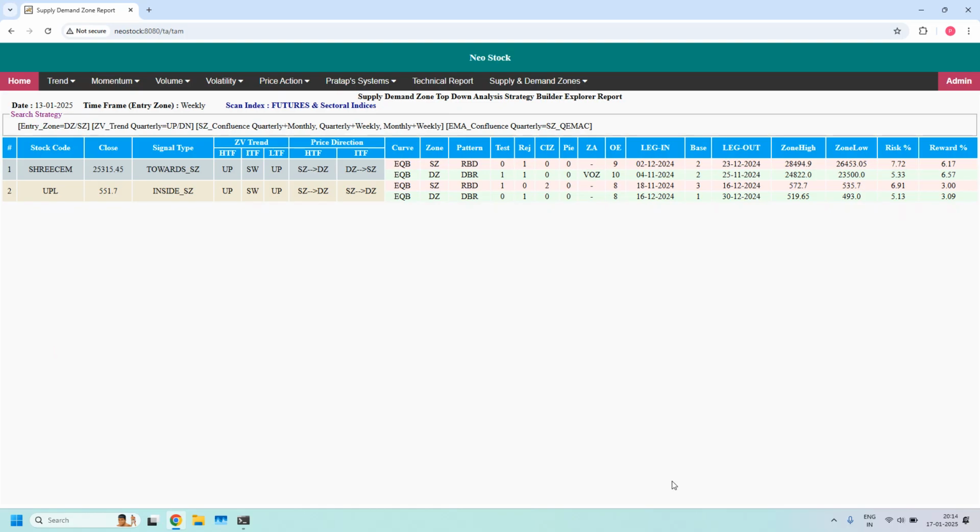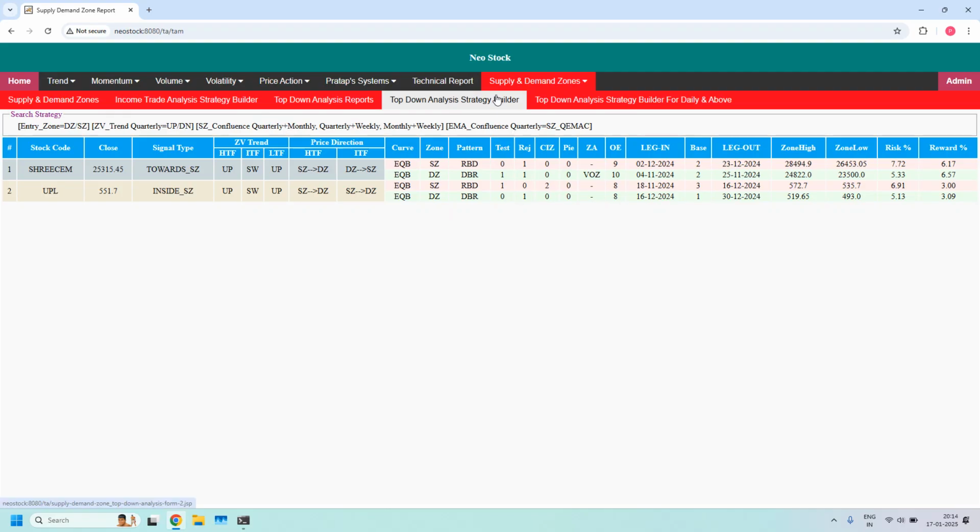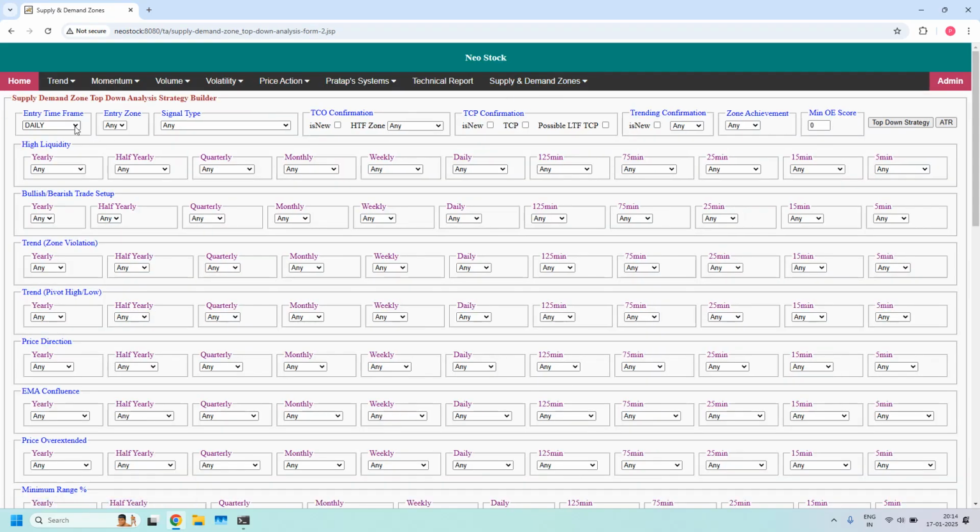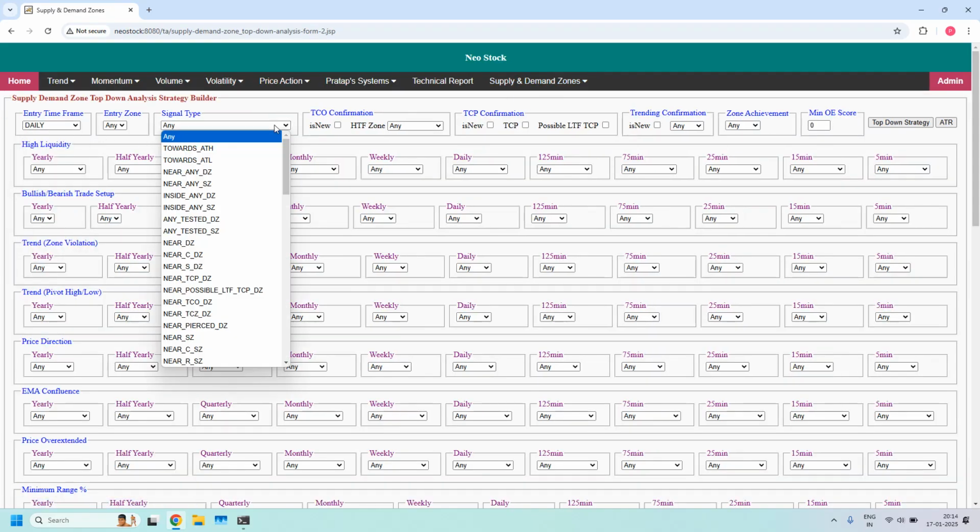So these 2 weekly supply zones are having a confluence with monthly, both together again having confluence with quarterly, and that quarterly supply zone is having quarterly EMA confluence. So this is the way we should understand these quarterly related zones. Next time frame is daily. Entry time frame daily. Let us find the stocks near daily demand zone.